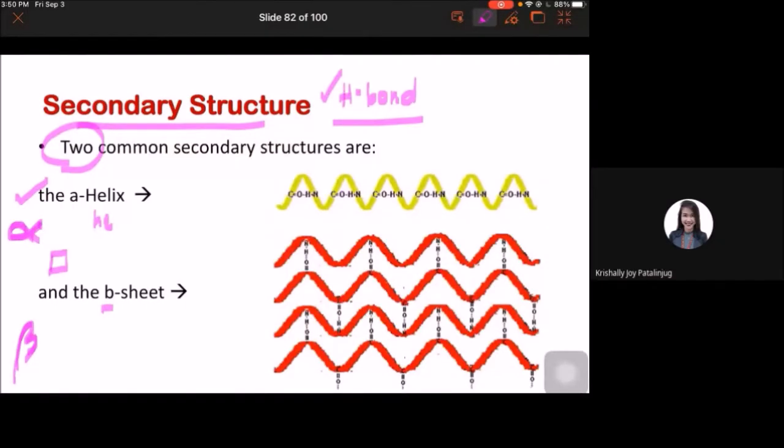Okay, so we have the alpha helix and the beta pleated sheets. Alpha helix or alpha helices. Beta sheet, this is also known as beta pleated sheets.